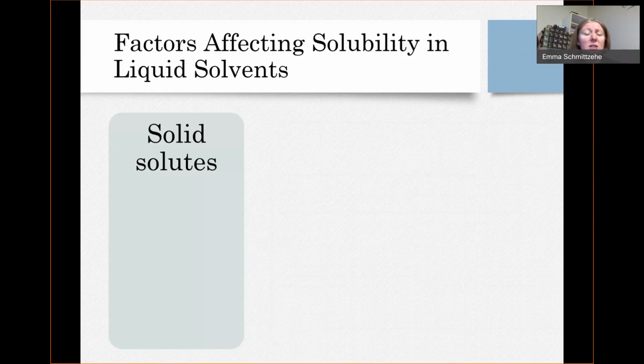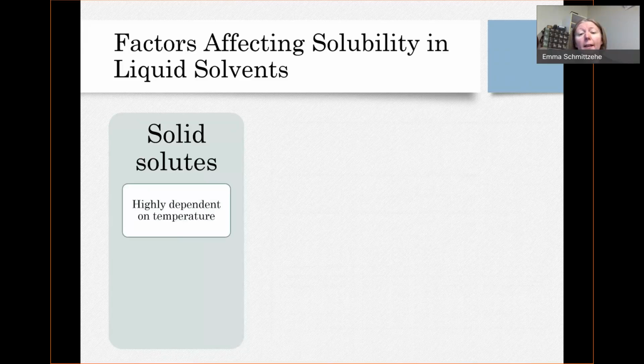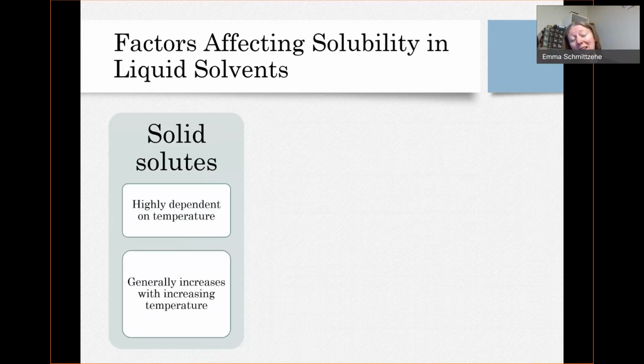And so if we think about solid solutes, this is by far our most common types of solutions that we would be dealing with in intro and general chemistry, is putting a solid into a liquid and dissolving it. And this, you need to know, is highly dependent on temperature. So if you change the temperature of your solution or of your solvent, then more or less solute might dissolve.